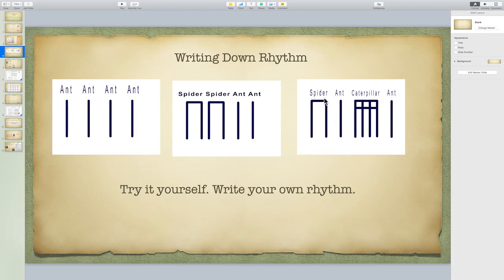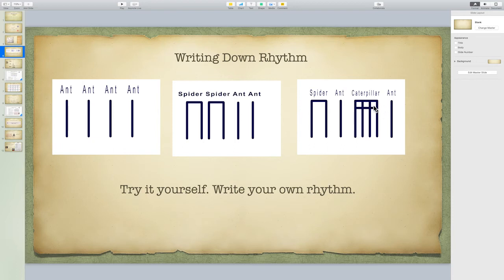So here we've got a spider, well, we've seen that before, and we've got an ant, well, we've seen that before. But look, here we've got some really fast notes, and we've called those caterpillar. Caterpillar, because there's 4 notes quite quickly. We know they're quick because they've got 2 lines. The spider's just had 1 line, and the caterpillar has 2 lines. So when we read it, we think caterpillar, caterpillar, caterpillar, caterpillar. 4 quick notes. And then we've got an ant. So in fact, it takes us the same amount of time to say caterpillar as ant. So if you were just going ant, ant, ant, ant, you'd have to say caterpillar, caterpillar, caterpillar, caterpillar, like that.